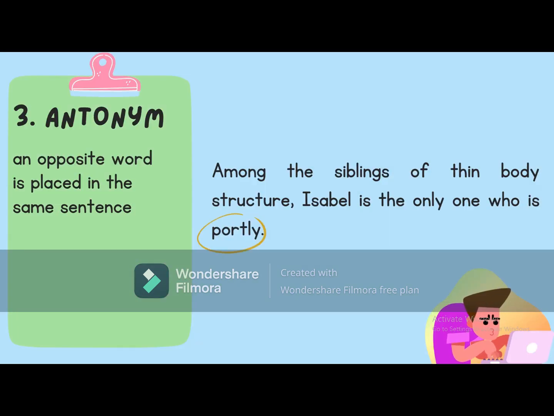Let's have the next one. If you have the synonym, we have the antonym. So, antonym, an opposite word is placed in the same sentence. So, an opposite word or kabaliktaran. Let's have this example. Among the siblings of teen body structure, Isabel is the only one who is portly. Our unfamiliar word here is portly. By analyzing our sentence, we can easily say that portly is the opposite of the word thin. So we can easily conclude that portly is something that is stout or fat.